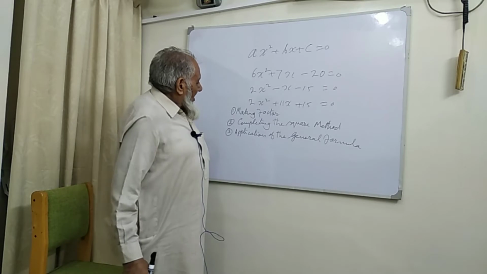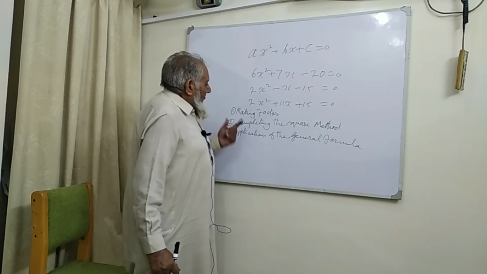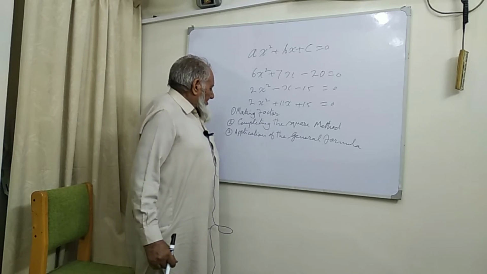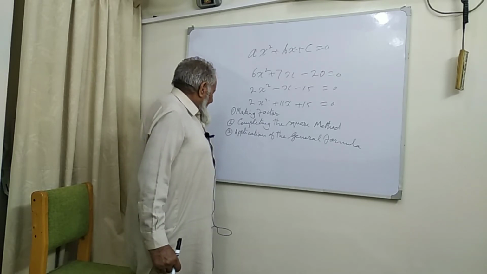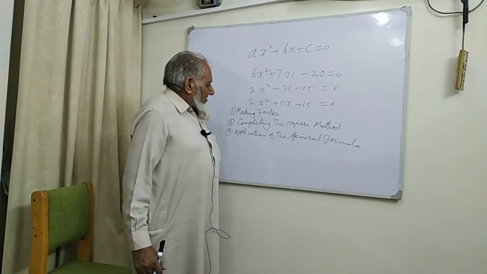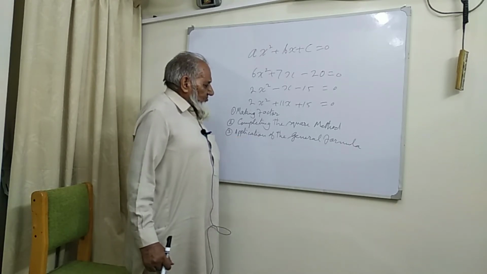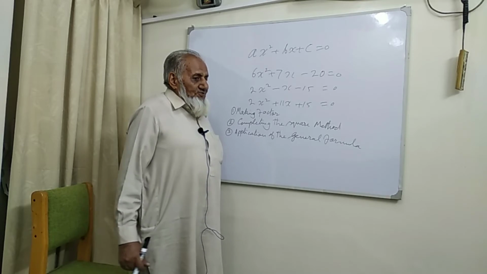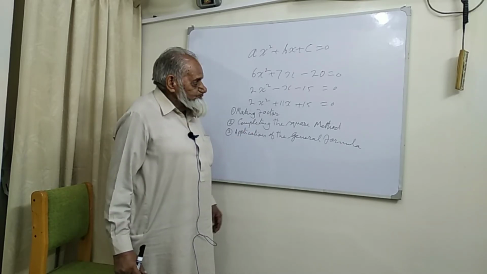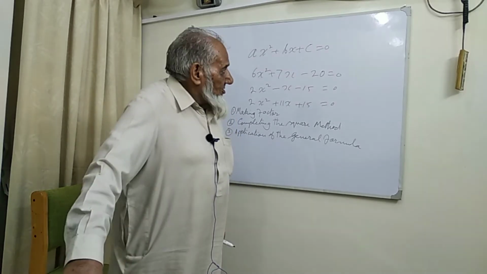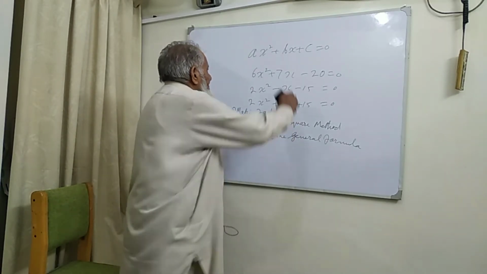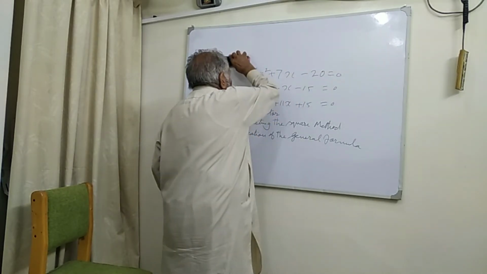Now, I take up one by one. First, the factor method, then the completing the square method, and thirdly, the application of the general formula. And before the application of the general formula, I will derive the general formula, how to derive it and then how to apply it. So, let us take the examples over here and try to solve this.